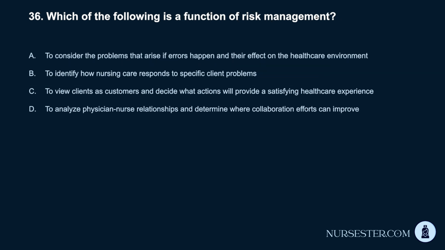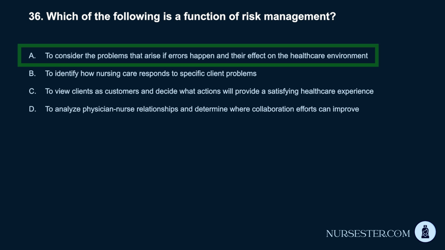36. Which of the following is a function of risk management? A. To consider the problems that arise if errors happen and their effect on the healthcare environment. B. To identify how nursing care responds to specific client problems. C. To view clients as customers and decide what actions will provide a satisfying healthcare experience. D. To analyze physician-nurse relationships and determine where collaboration efforts can improve. Correct answer: A. To consider the problems that arise if errors happen and their effect on the healthcare environment.